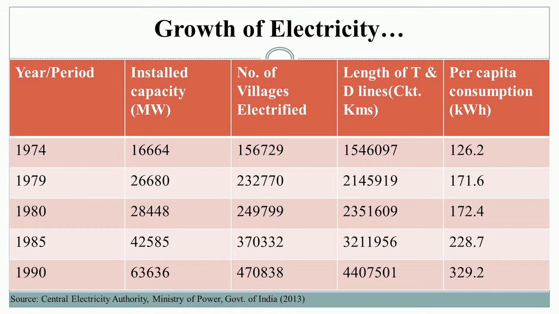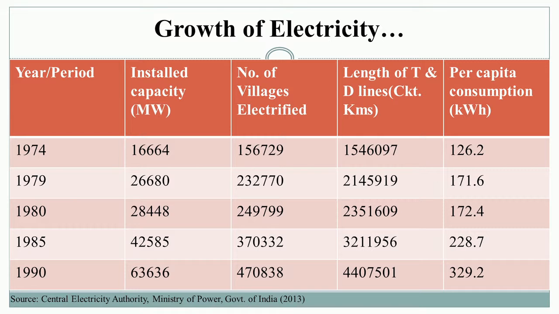to 63,636, which is much ahead of 42,585 megawatt. And in terms of number of villages electrified, we are having 4,70,838 villages electrified, and the per capita consumption has increased from the previous level of 228 kWh to 329 kWh.